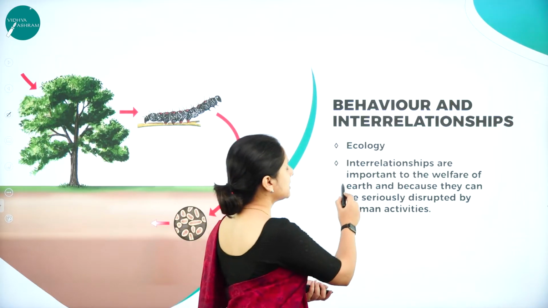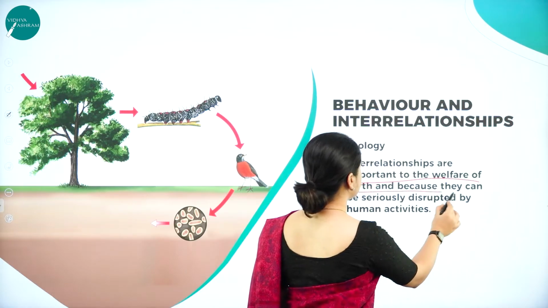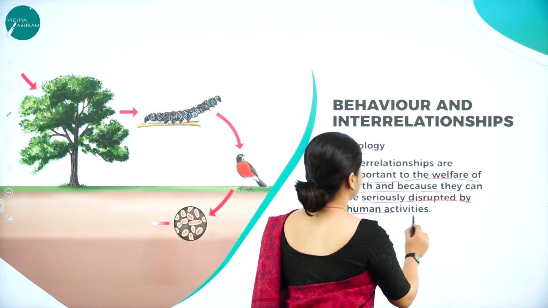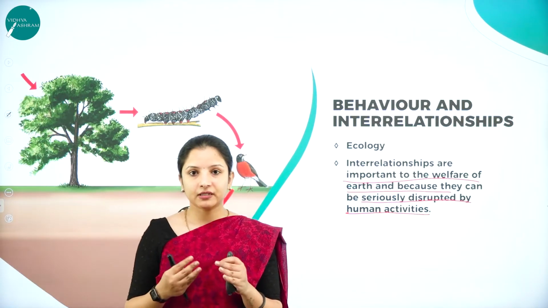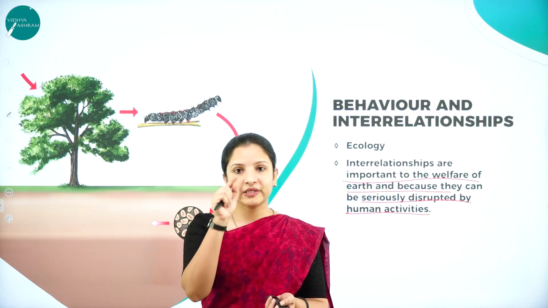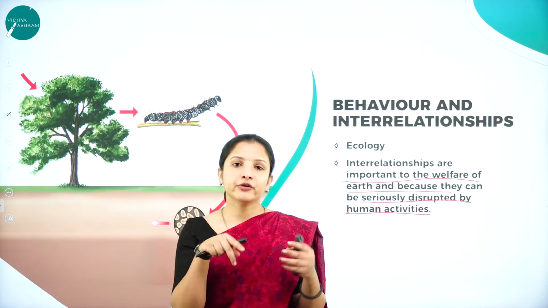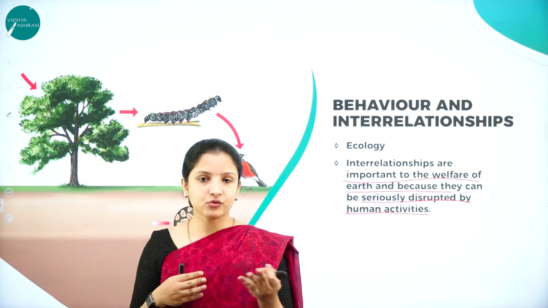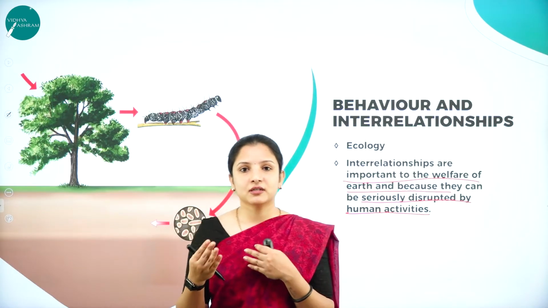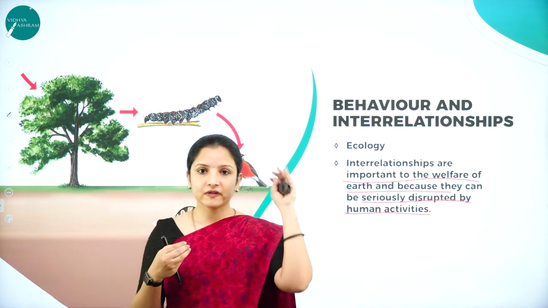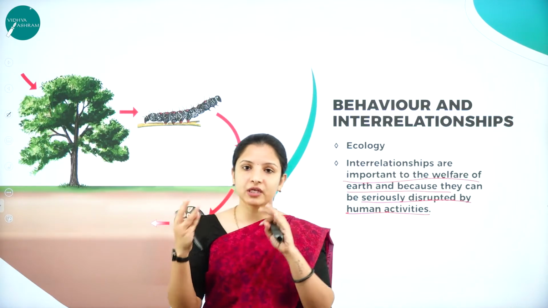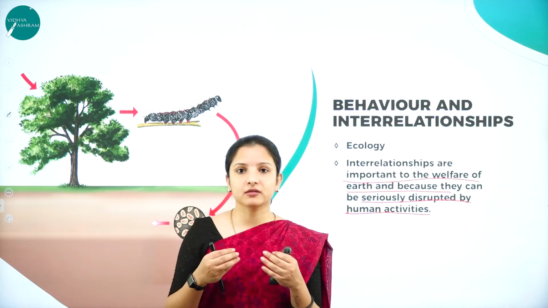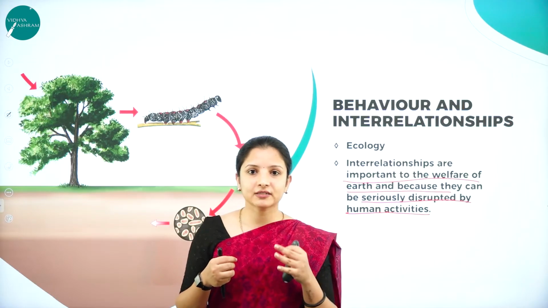So interrelationships are very important to the welfare of the earth, because they can be seriously disrupted by human activities. The best example: even we think, because of the advancement in technology, scientists developed a pill. They will say, if you eat this pill, there is no need of eating food for the entire day. Also scientists have developed a technology nowadays, they call it rain seeding, right? They make artificial rain. They insert some chemical in the cloud, and when the clouds burst, rain falls. Artificial rain is called cloud seeding. So all that is done.